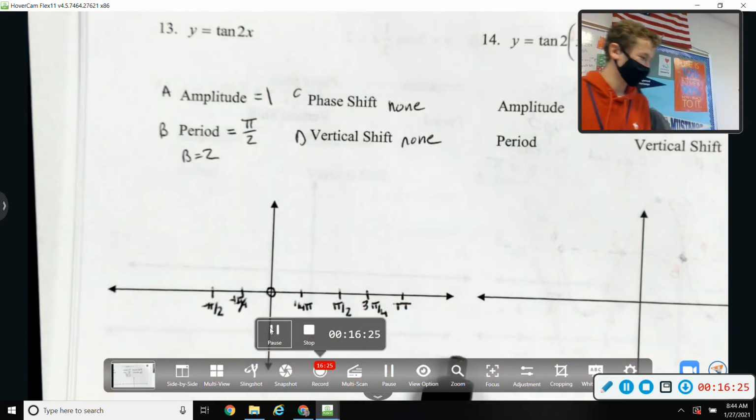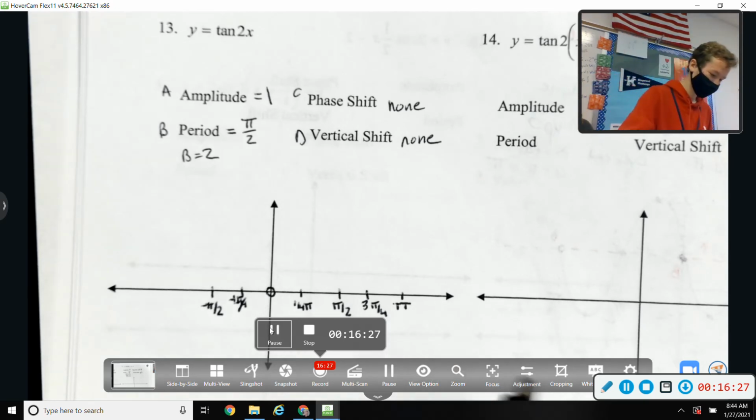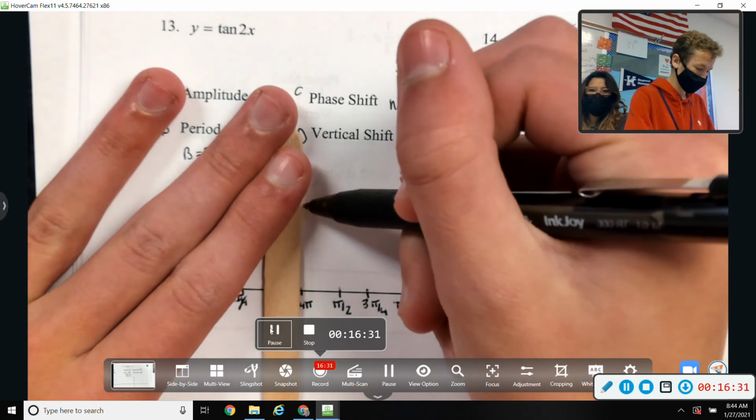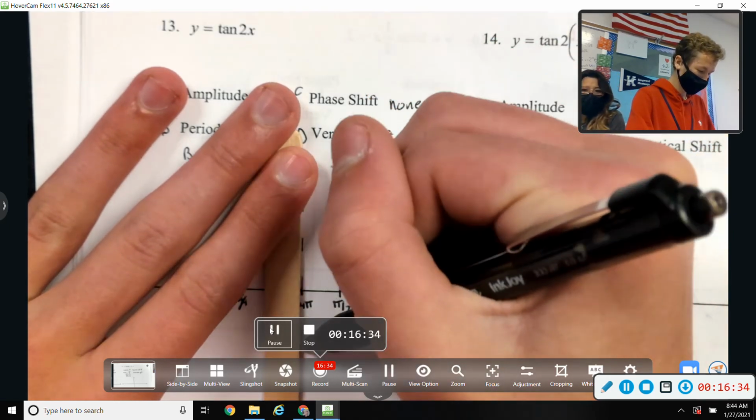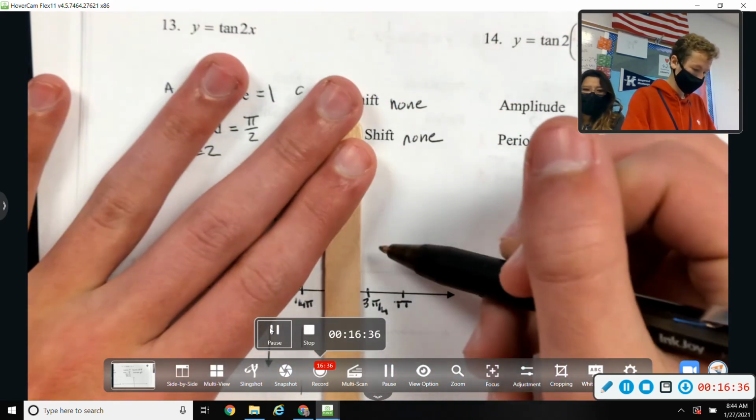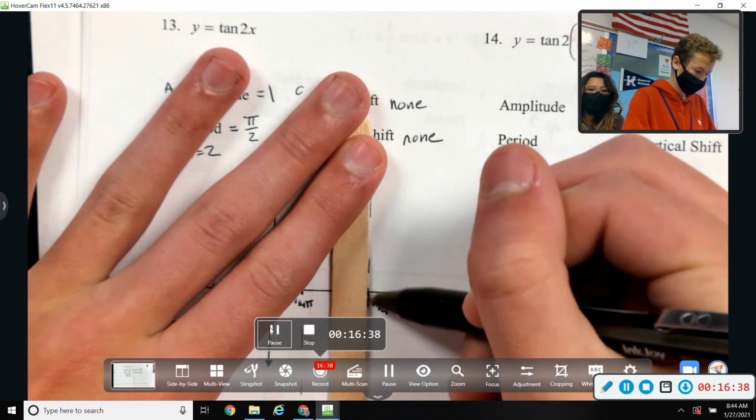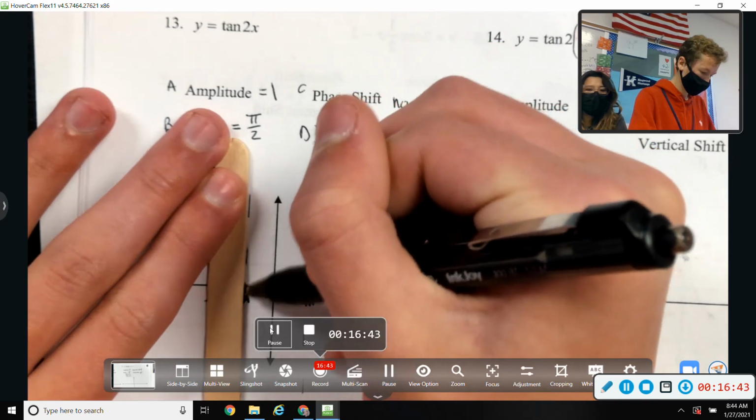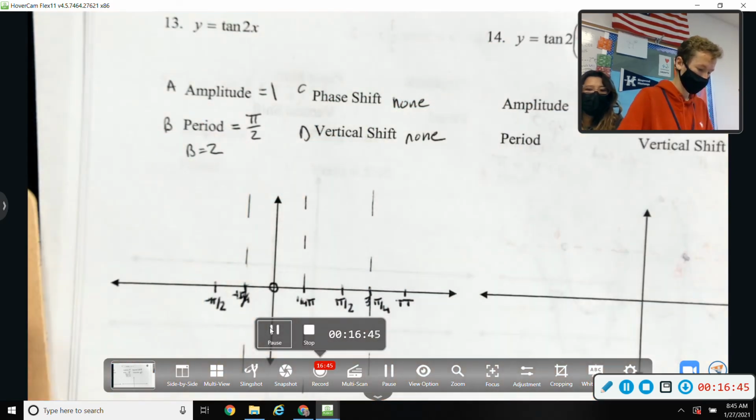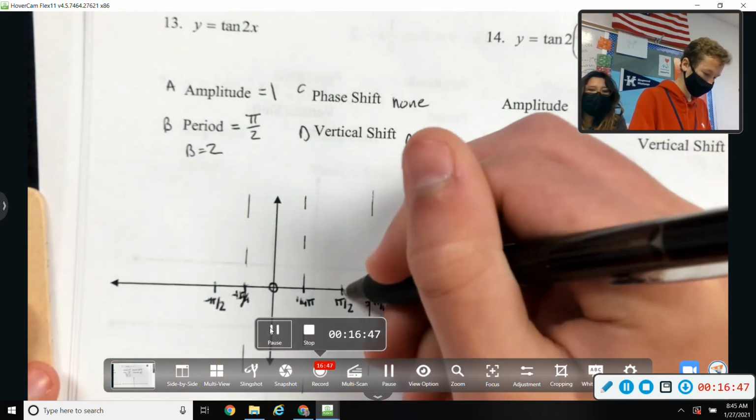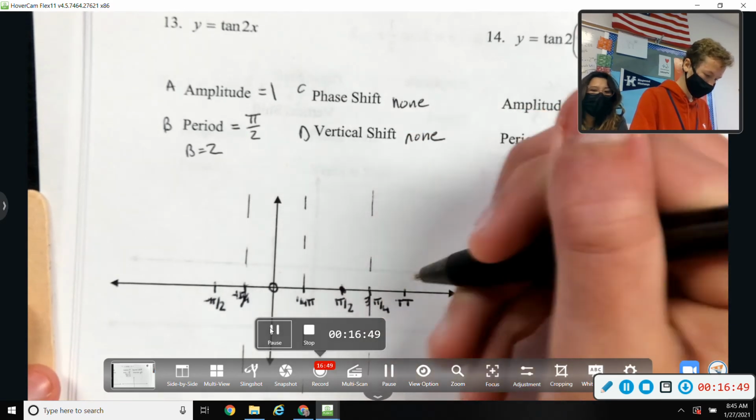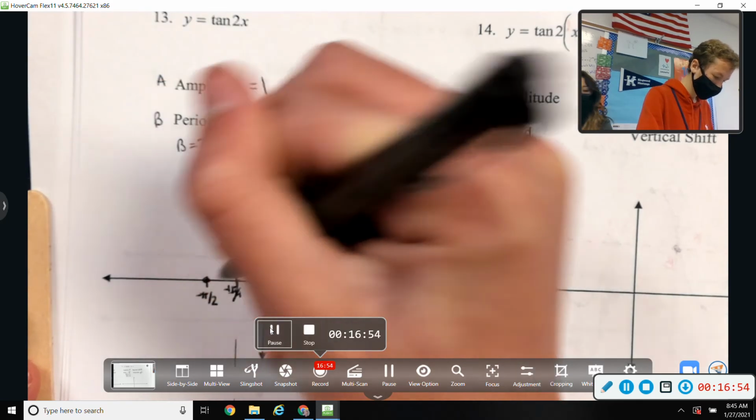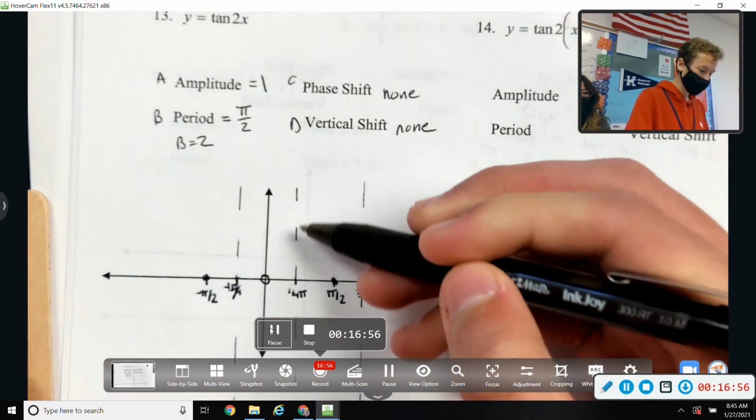Alright, I'm gonna take showing one of these. I'm gonna do the asymptote. And then those are the zeros. These are the zeros, and then halfway in between all the zeros.